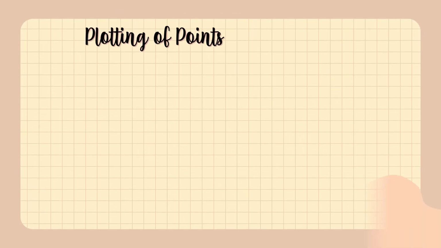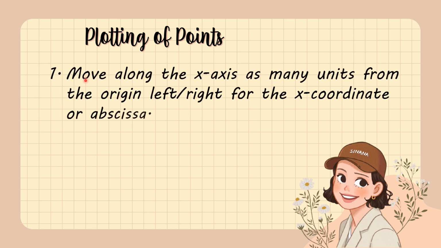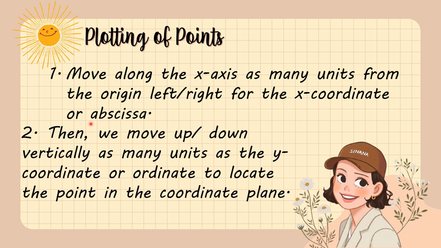Now let's know more about plotting of points. The first one, we need to move along the x-axis as many units from the origin, either left or right, for the x-coordinate or abscissa. The second one is we need to move up or down vertically as many units as the y-coordinate or ordinate to locate the point in the coordinate plane.